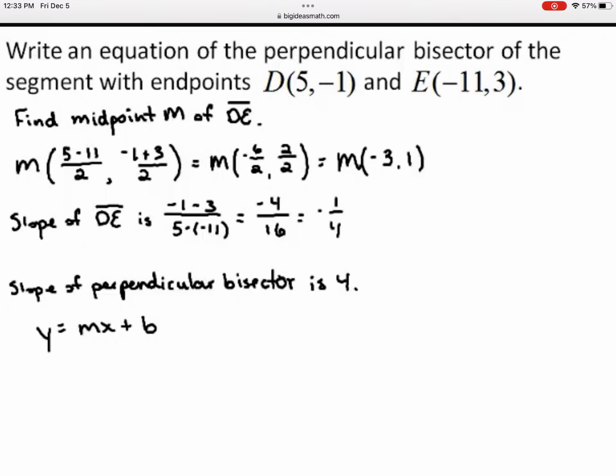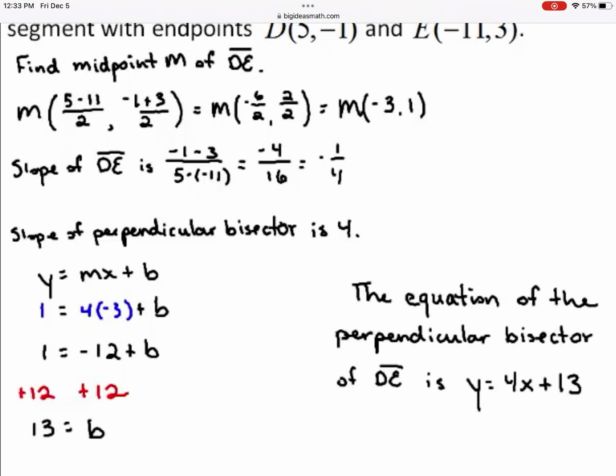Plugging in the midpoint and the slope gives 1 equals 4 times negative 3 plus b. Simplifying gives 1 equals negative 12 plus b. Adding 12 to each side gives 13 equals b. So the equation of the perpendicular bisector of line segment DE is y equals 4x plus 13.